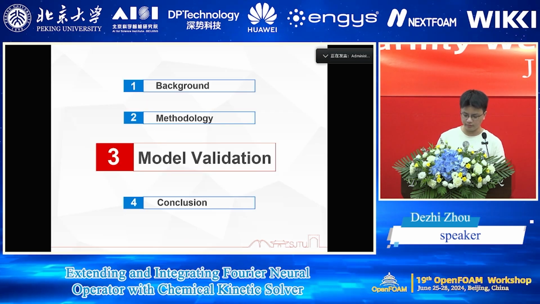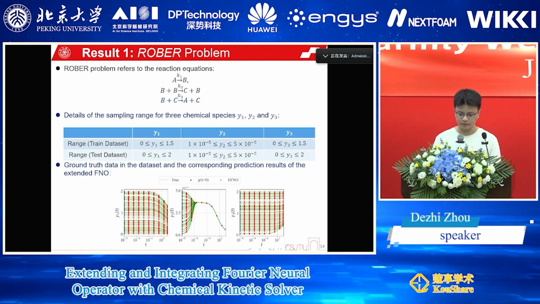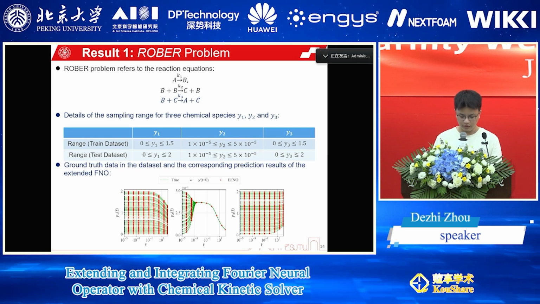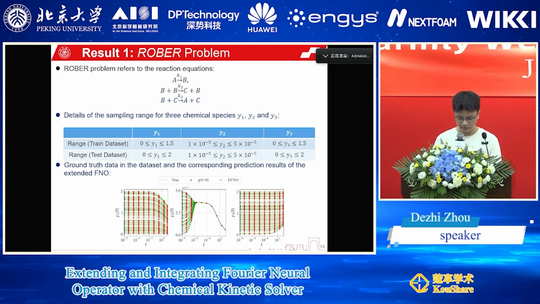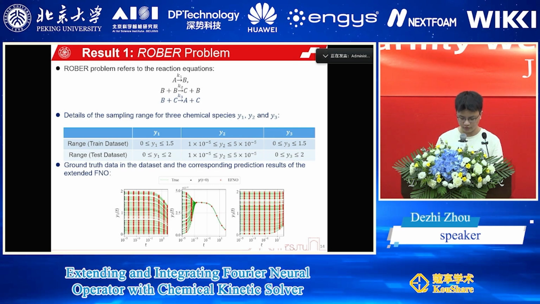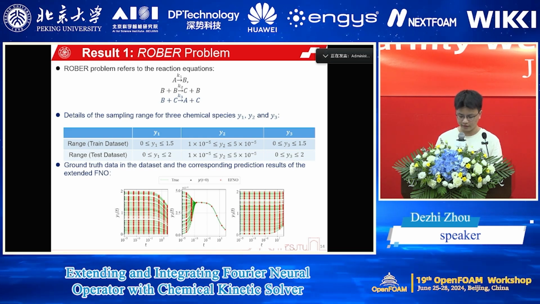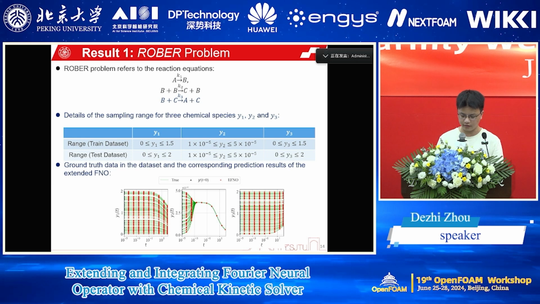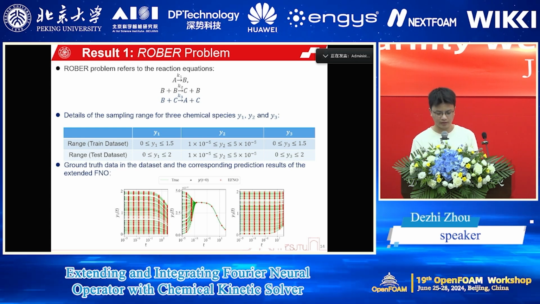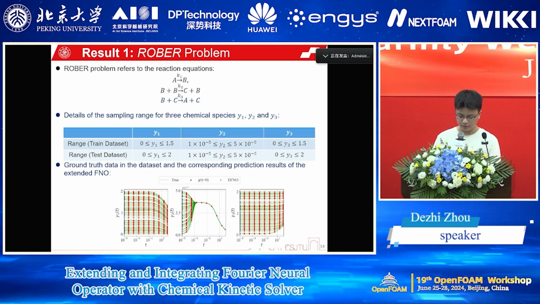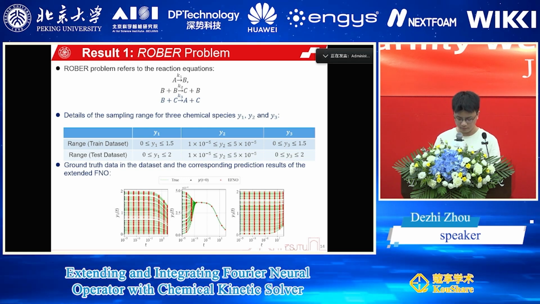And the second part is the model validation. First, we use some toy problems to demonstrate our model. Robot problem refers to the reaction equations shown below. The reaction rate constants vary in a range of 9 orders of magnitude, showing the stiffness of this ODE system. We obtain the dataset by randomly sampling a total of 12,000 initial conditions of chemical species Y1, Y2, and Y3. The range of initial conditions utilized to construct the dataset is presented in this table.